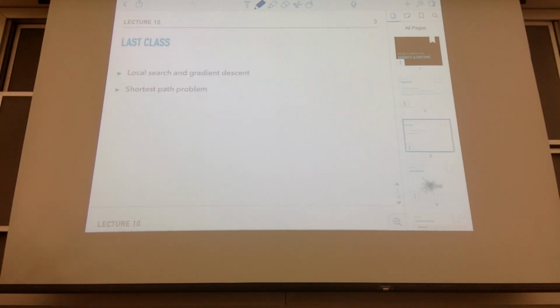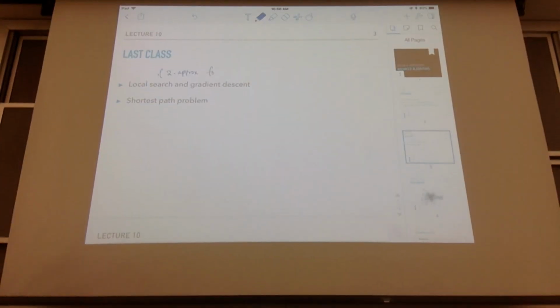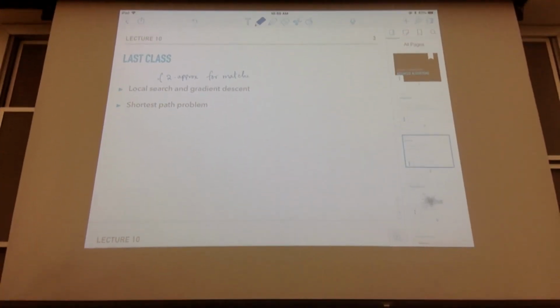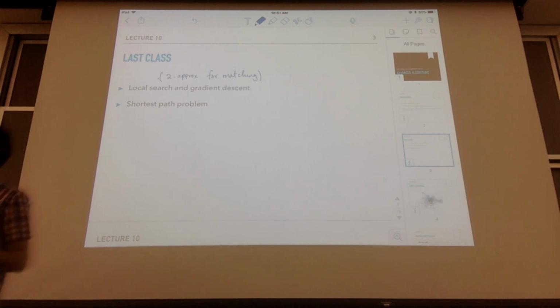And so the last class we looked at local search, and we showed that for this matching problem you get a two approximation. Maybe we didn't call it this, but we showed that whatever solution you get is at least half the optimum. Okay, so those kind of things are called two approximations. We also spoke a little bit about gradient descent and why it converges, and this was just a very high level introduction to gradient descent.